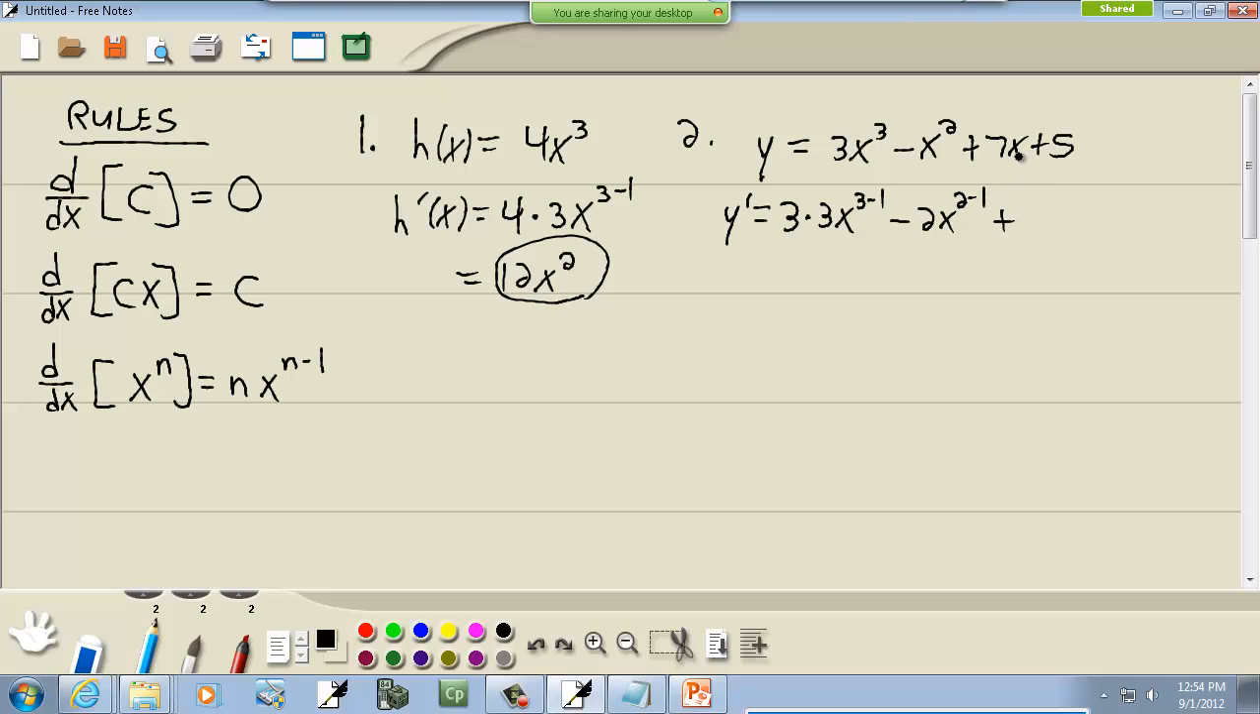Now if we have a number with an x, again the x drops away, so that becomes 7, and then derivative of 5 is 0. Which gives us 9x squared minus 2x plus 7. And that's our answer.